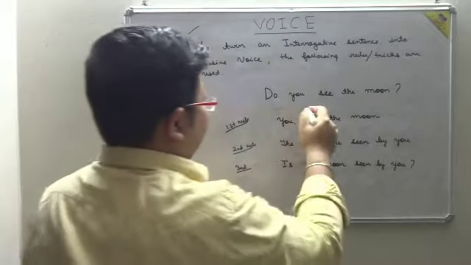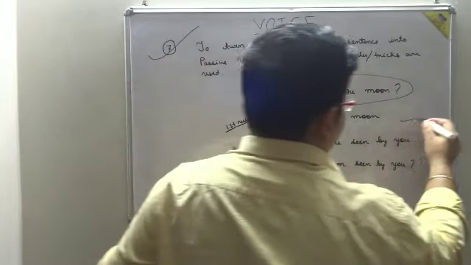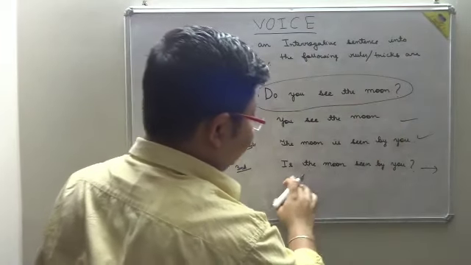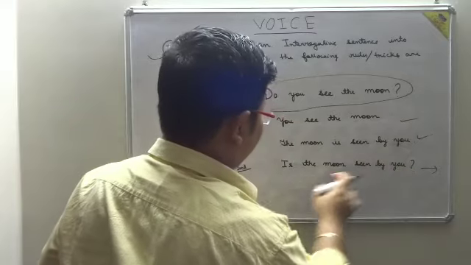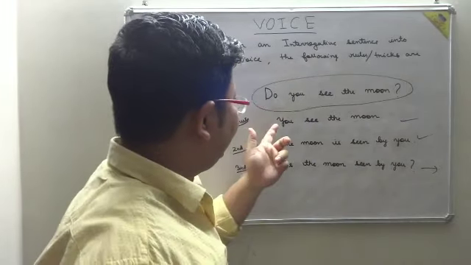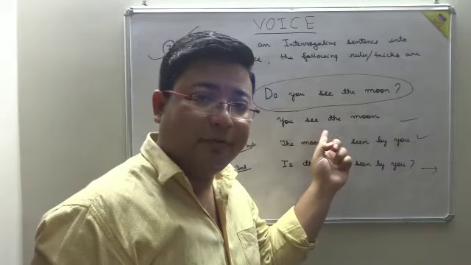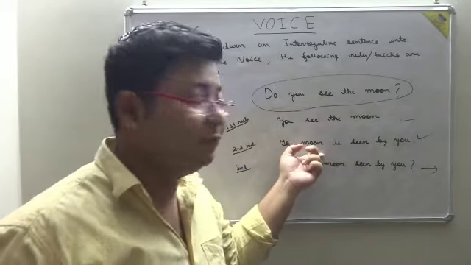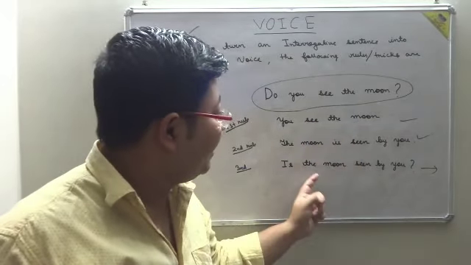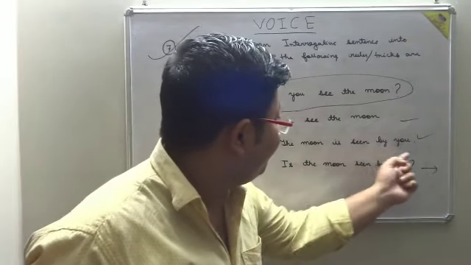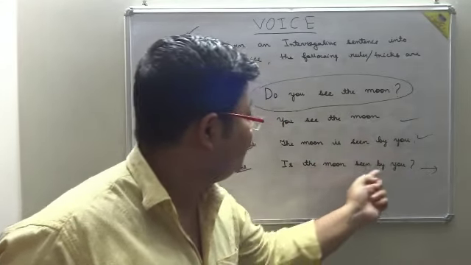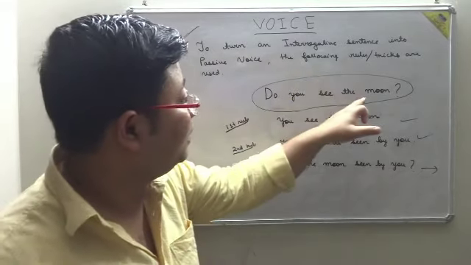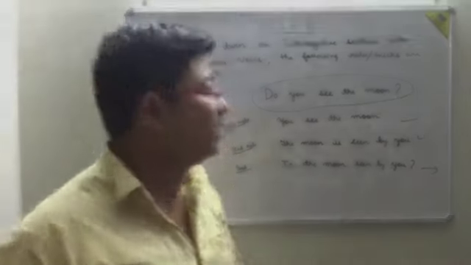See, this is our active voice, and these are our processes in order to get the answer. This is our final ultimate answer. Do you see the moon? Is the moon seen by you? This will be our answer. But how did we get it? We changed the interrogative into assertive or statement. Then we changed the active form of the statement into the passive voice. The moon is seen by you. Ultimately I got, is the moon seen by you? Okay, is it clear now?